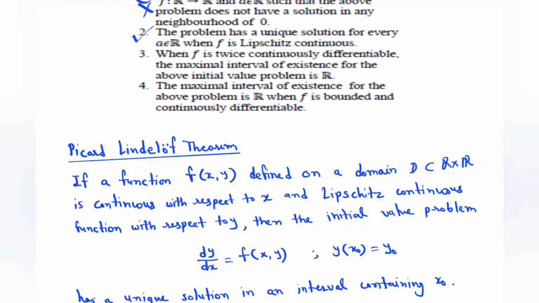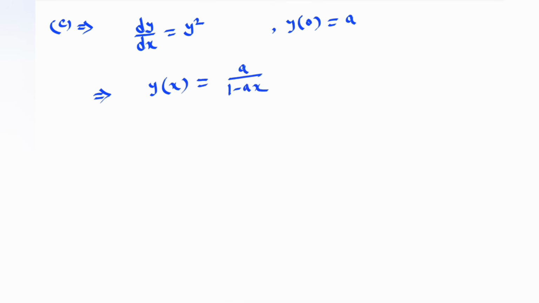So for this we will take an example. Consider the differential equation dy/dx = y squared, subject to the condition y(0) = a. Then we can check that its solution y(x) will be a upon 1 minus ax.